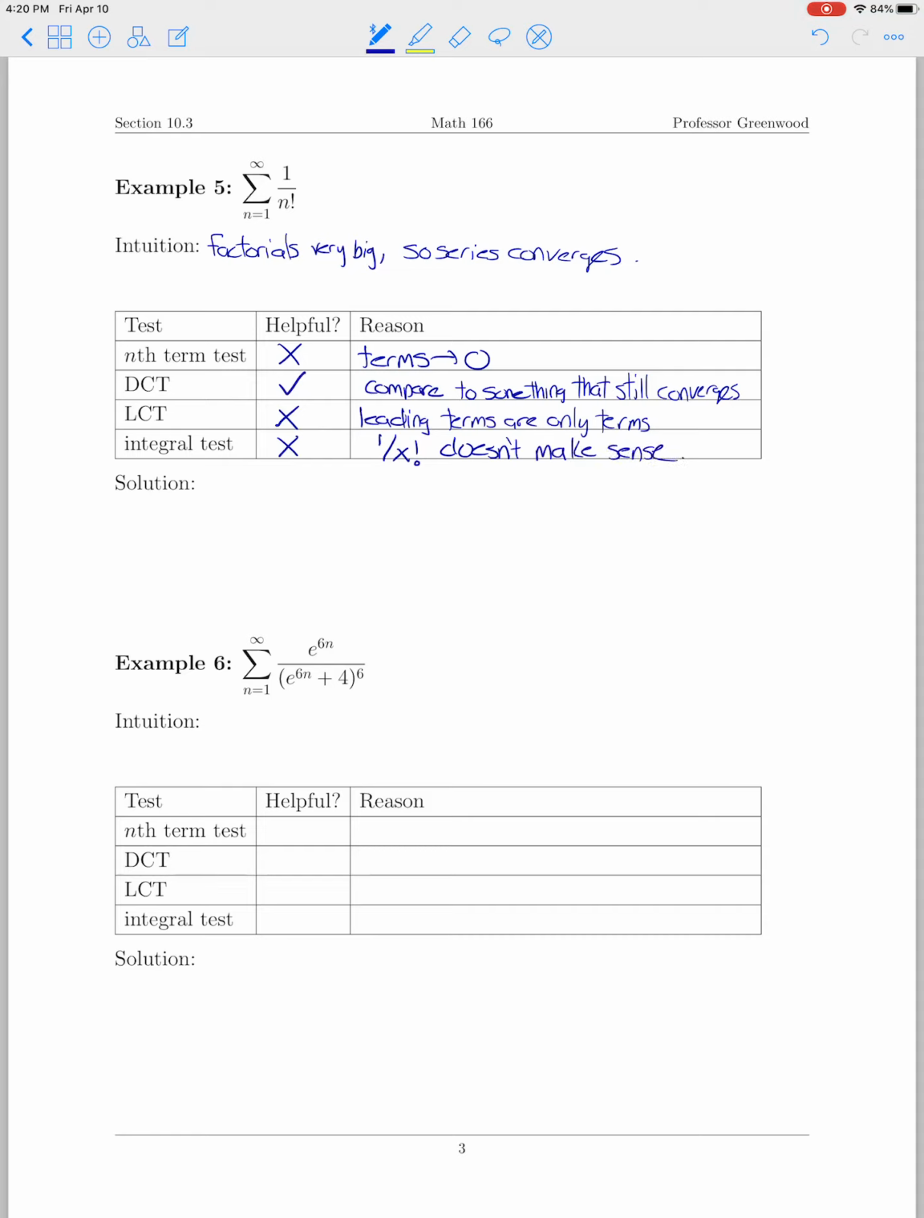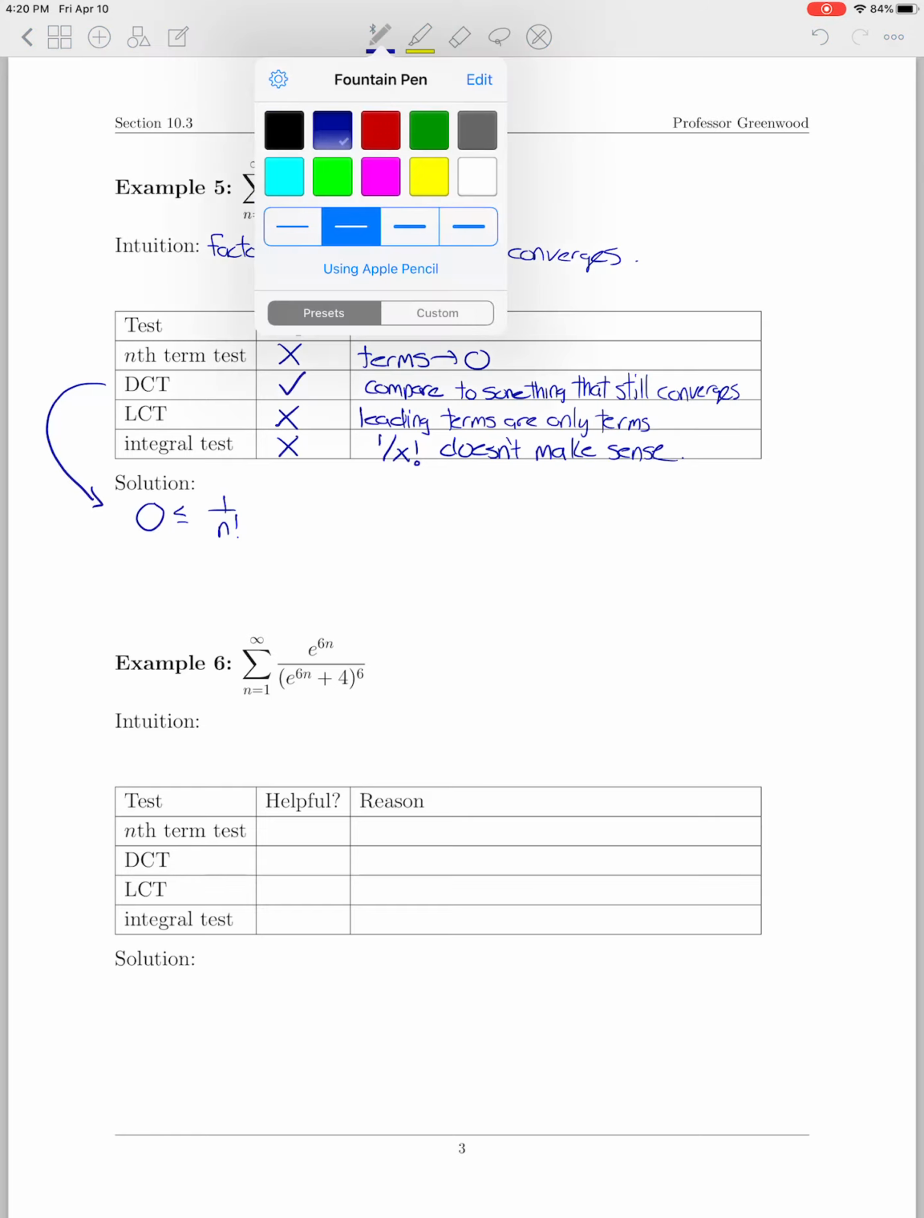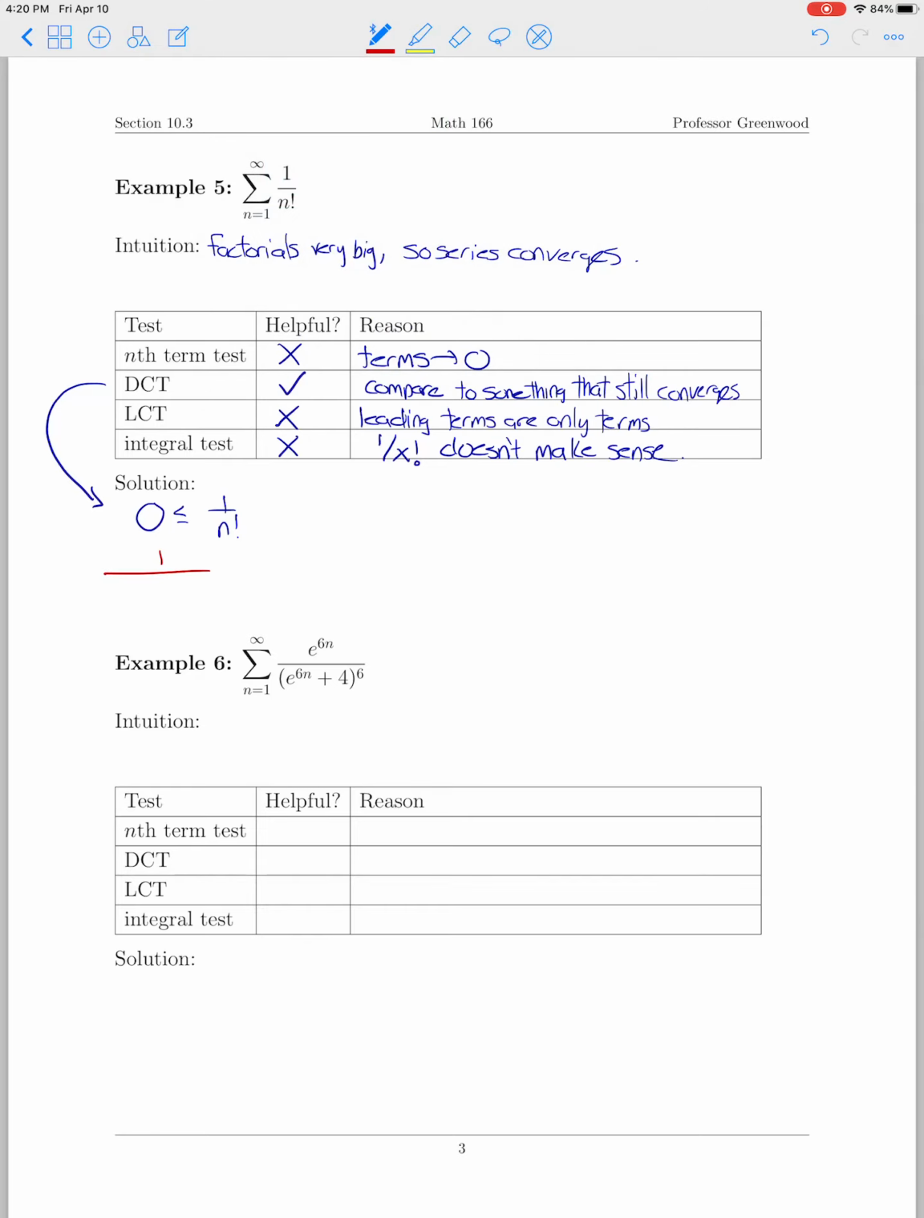Okay, so now we can try to use the direct comparison test to see what happens. I know that 0 is less than or equal to 1 over n factorial. Now I have to find something bigger than this that still converges. It might help to write out again what n factorial means, which is n times n minus 1 times n minus 2 down to 3 times 2 times 1. I just need to show that this is less than or equal to something like 1 over n squared. That would be easy if I got rid of all of these terms in the denominator, and those were only making things smaller anyway.